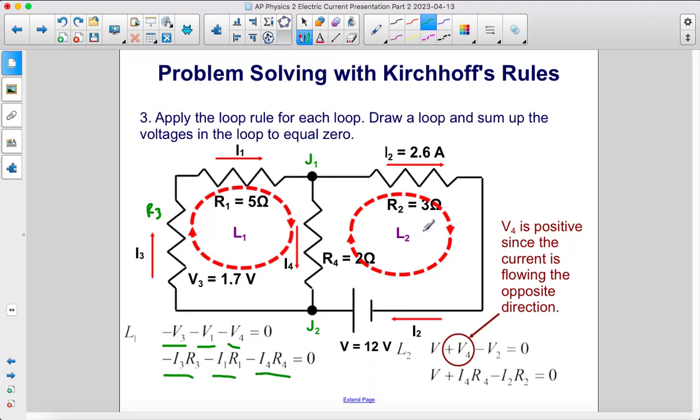Next, moving over to this loop, we're going through the battery, out through the positive side. Therefore, this voltage will be positive. Now, as you can see, we're going this way, but the current is going the other way. So therefore, this voltage drop will also be positive. Then we go through this resistor in the direction of current. Therefore, this voltage drop is negative. And that completes our loop, add up to 0. So here we replace this voltage drop with IR, and we replace that voltage drop with IR, and we move on to our next step.